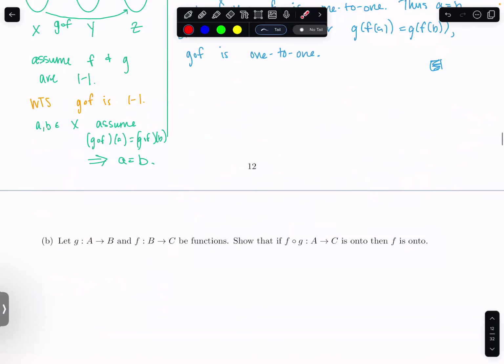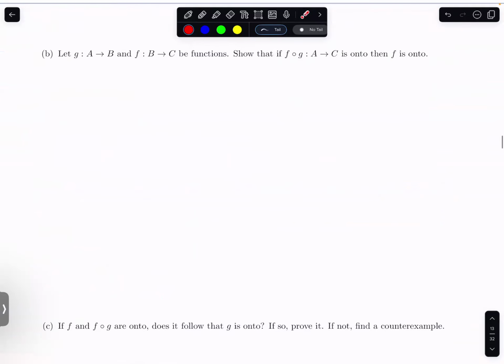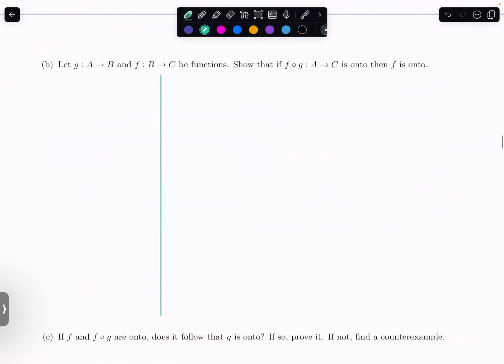All right, more. We have here G from A to B and F from B to C. They're functions. We want to show that if F of G from A to C is onto, then F is also onto. Again, I'm going to sketch a diagram to help us understand what's going on. It's just not going to be perfect right now.